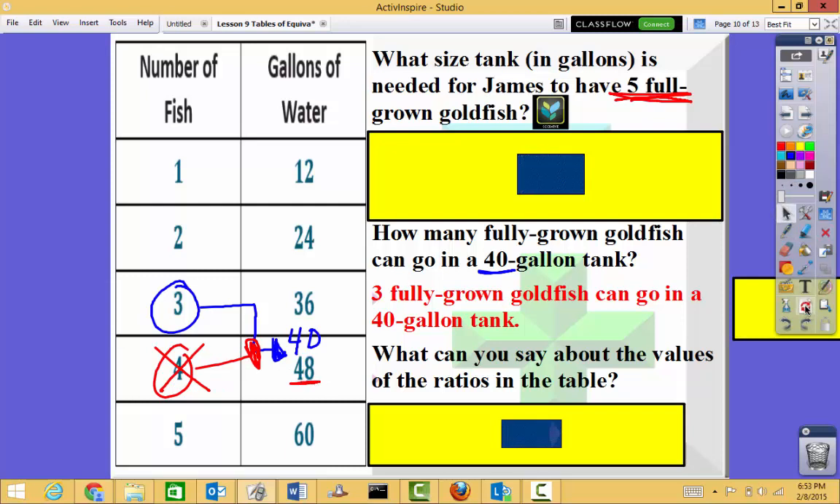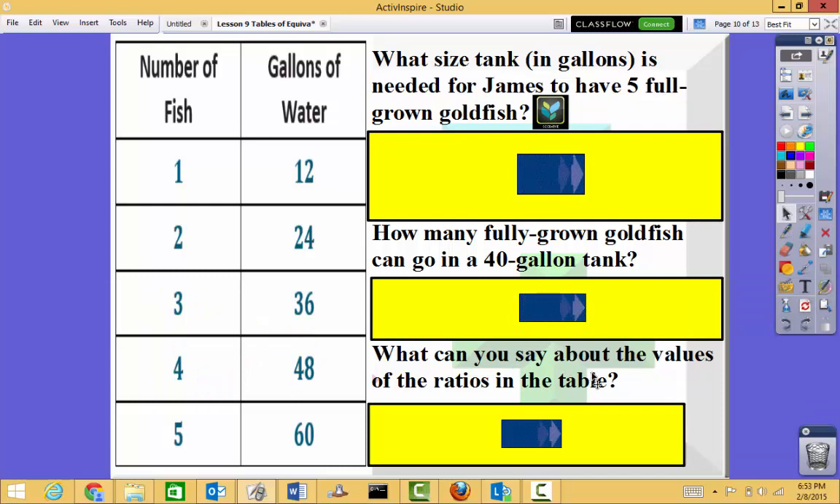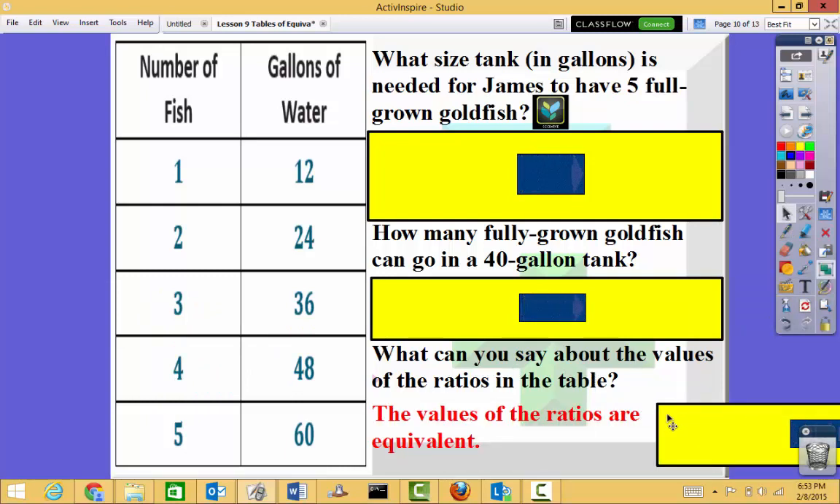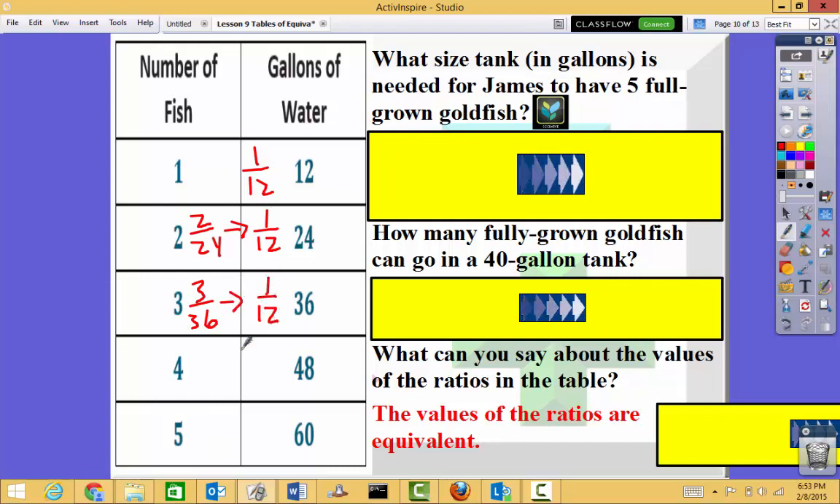So let's look again at this last question down here. What can you say about the values of the ratios in this table? All my values are equivalent. This is going to be 1/12. 2/24 is its value, but I need to simplify it by dividing the top and the bottom by 2. 3/36, again, when I simplify it, I divide my numerator and denominator by 3, get 1/12. 4/48 is going to simplify to 1/12 as well. And 5/60, when I divide my numerator and denominator by 5, I'm going to get 1/12 also.